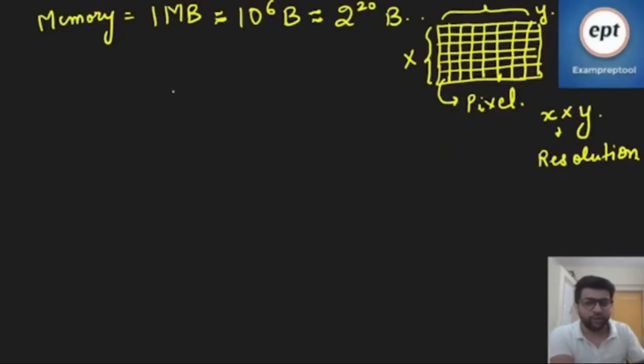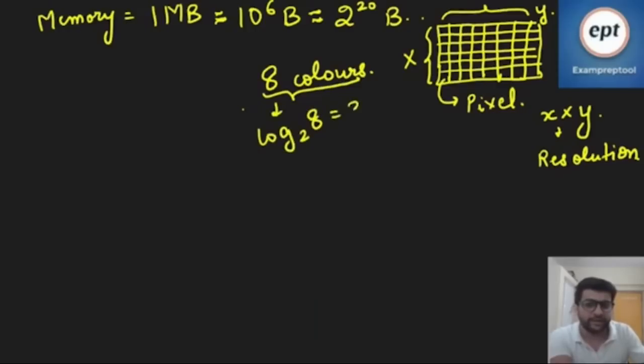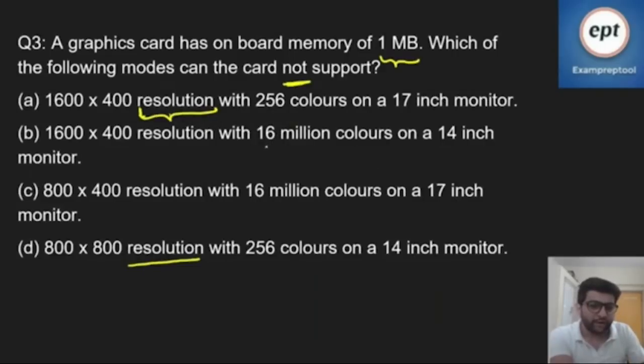Let's say we want to support 8 colors. We know how many minimum bits we require to represent 8 different values. The answer is log base 2 of 8, that is 3 bits. So if we want to calculate how many bits are required to represent 16 million colors, it will be log base 2 of 16 million.